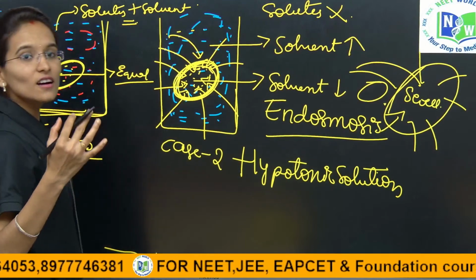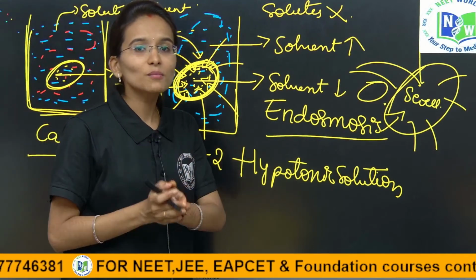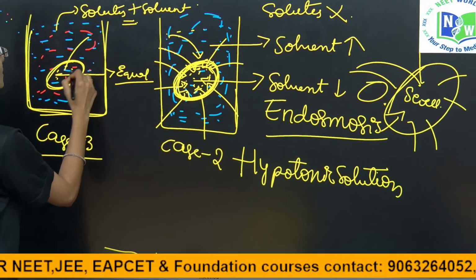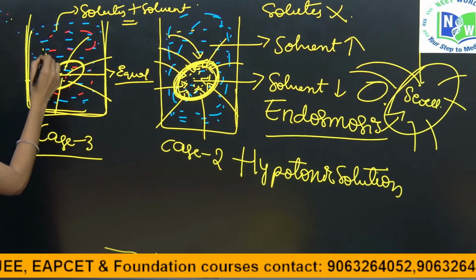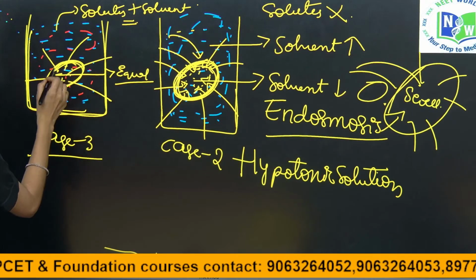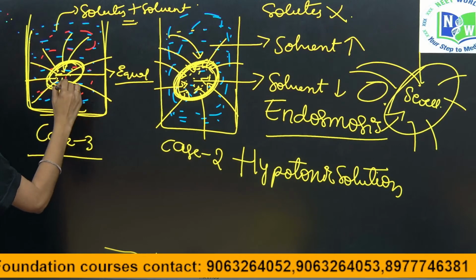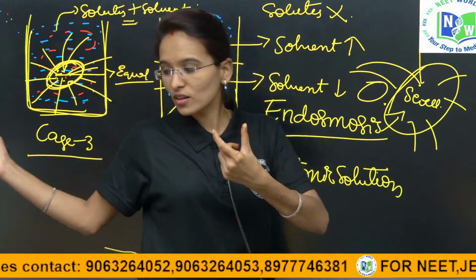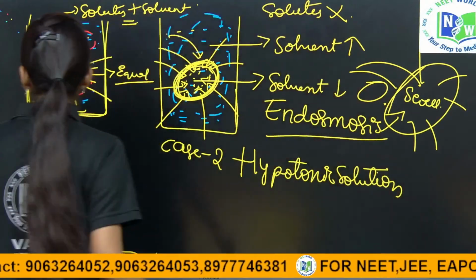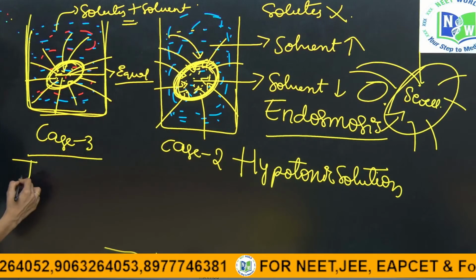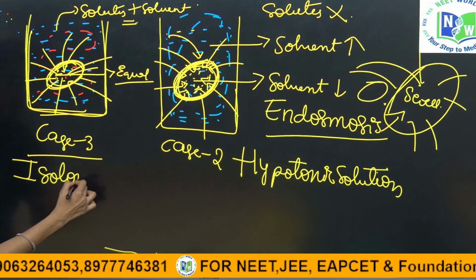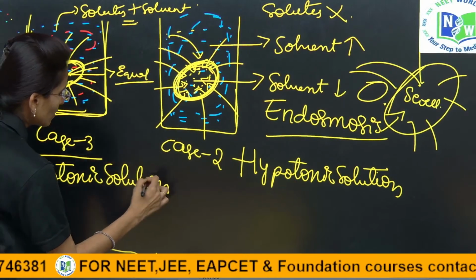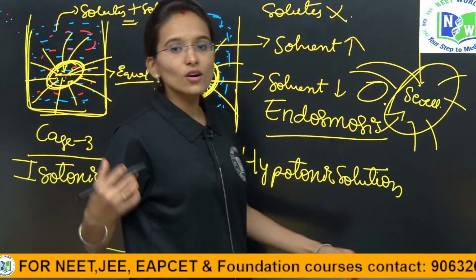So there will be equal movement, a net movement of solutes and solvents across the cell membrane. Whatever solutes and solvent are going to be transported outside the cell is equal to the solvent molecules which will enter the cell. So this particular case 3, whatever we are studying, is called an isotonic solution. Isotonic solution. Are you clear with all the concepts, children?